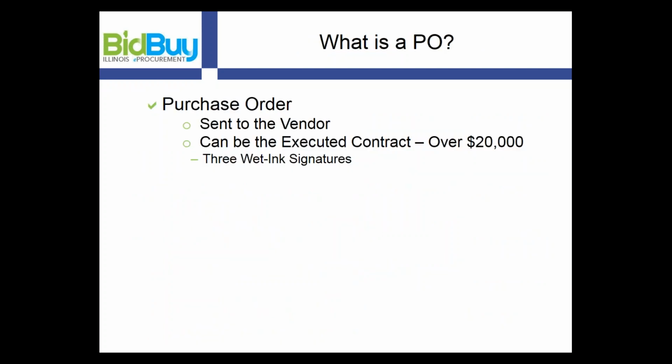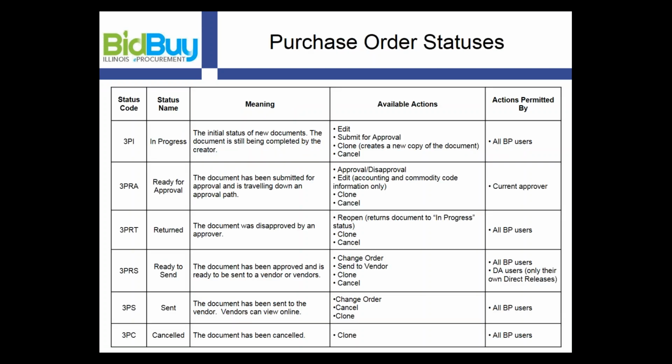The purchase order will be sent to the vendor. The executed contract will be sent over to the vendor to sign, and will still require the 3 wet ink signatures for that over $20,000. And here are the purchase order statuses that you will see within the system as well.